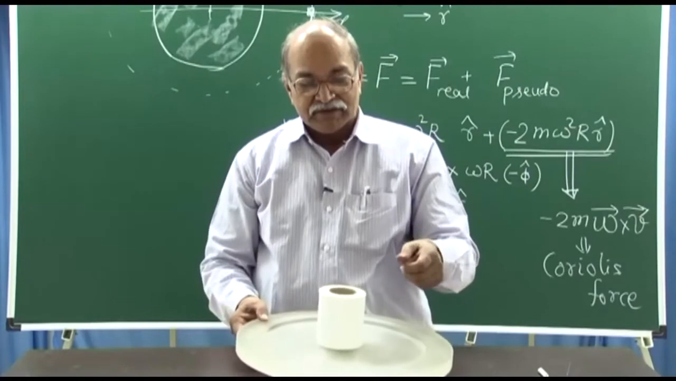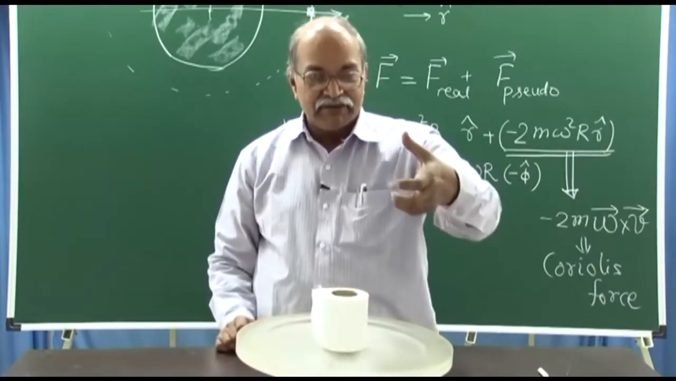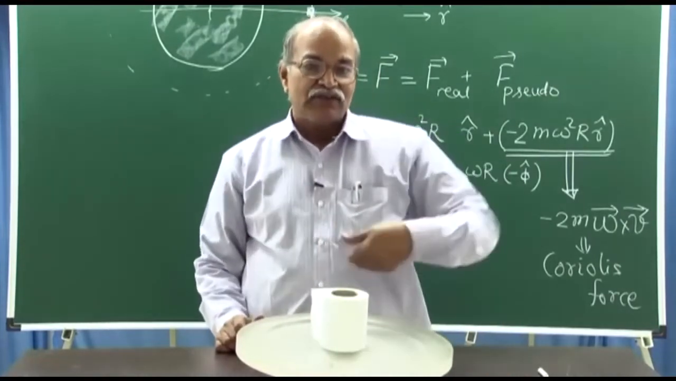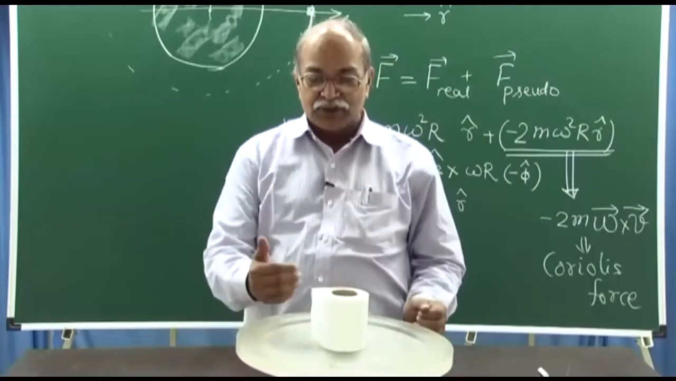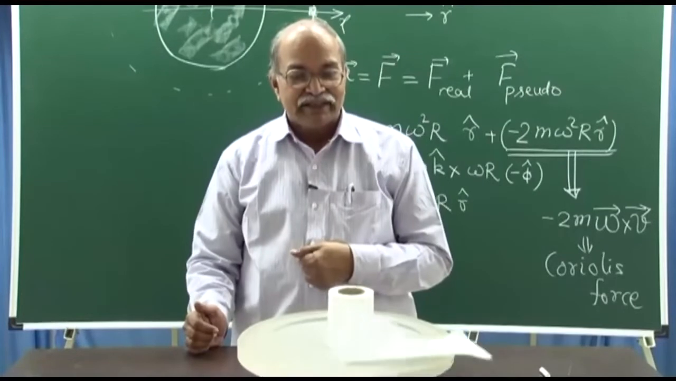And reverse, do it this way, and with the left hand I will rotate it so that it will go anticlockwise. Omega will be upward, Coriolis force should be in this direction and it should open up. Just see, it does.